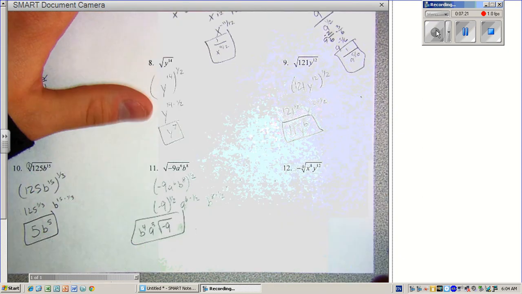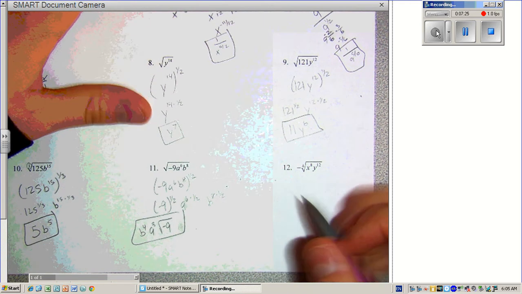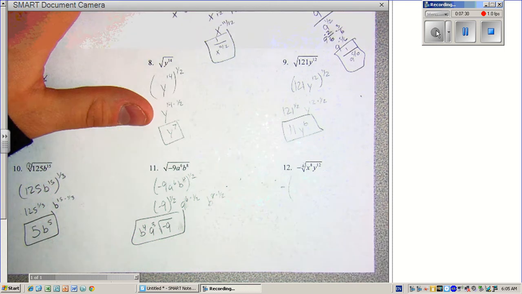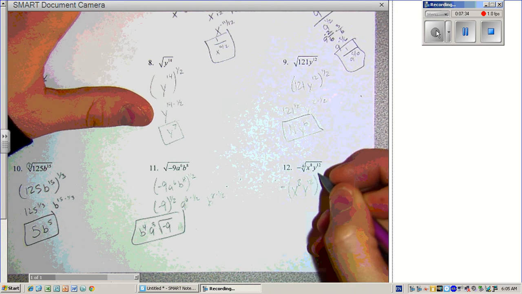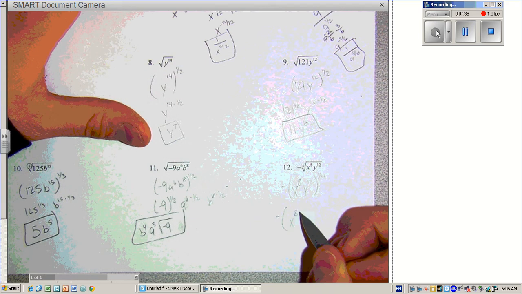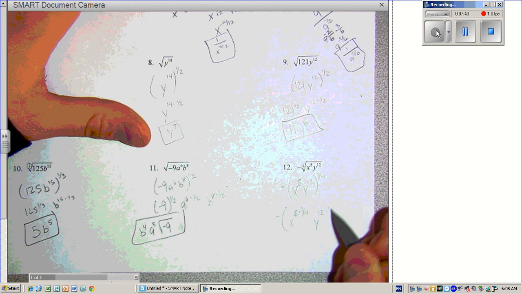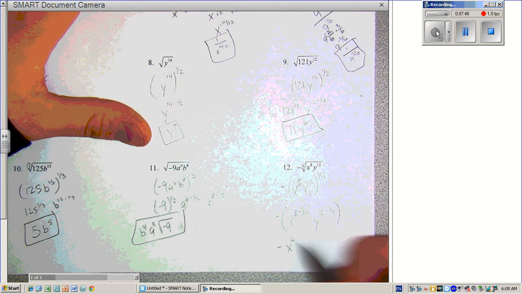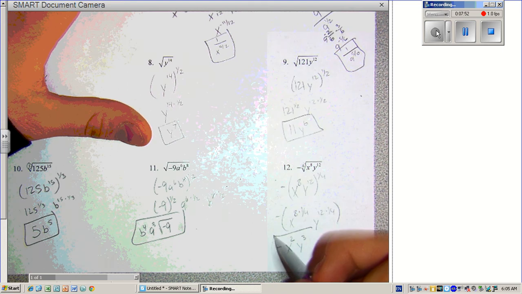And number 12, now we have the negative on the outside, so don't even deal with it now. I'm just going to leave it on the outside. Now we have a 4th root, so that means it's going to be a 1/4 power. So I'm going to do x to the 8th, y to the 12th to the 1/4. I'm going to distribute that. So I'm left with x to the 8 times 1/4, y to the 12th times 1/4. 8 times 1/4, x squared, and then 12 times 1/4, y to the 3rd. And that's my final answer.